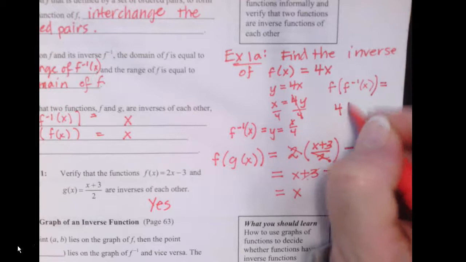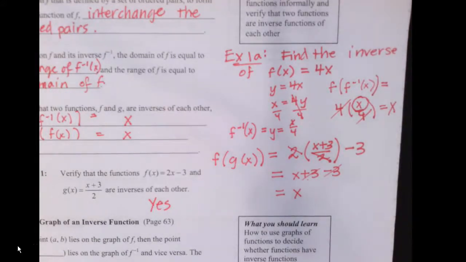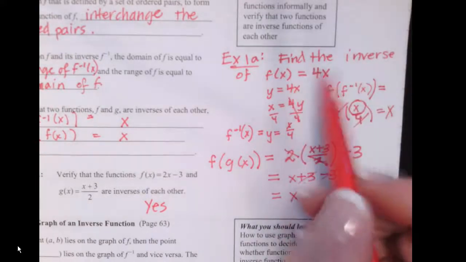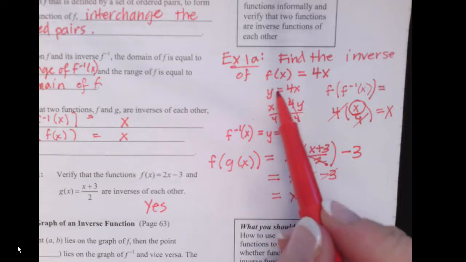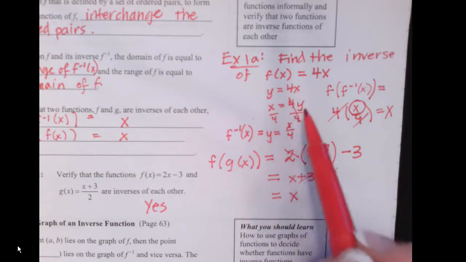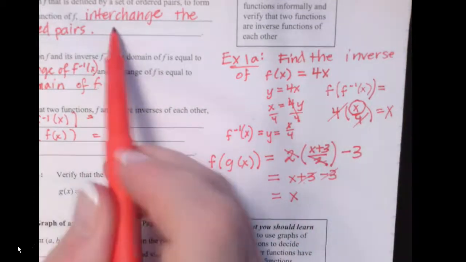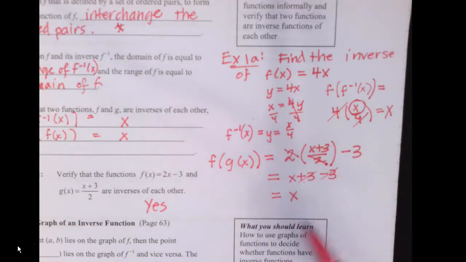So we do 4 times x over 4, and we see that our x's cancel out, leaving us with just plain old x. So that's the rule to know for sure if they're inverses. When you plug one back into the original, you get the identity, or just x. So the key to that was, how did you find the inverse, Miss Sarfy? You replaced f of x with y, and then you swapped x and y with each other, and so that kind of goes back over here to interchange the ordered pairs. Then you solve back for y again.